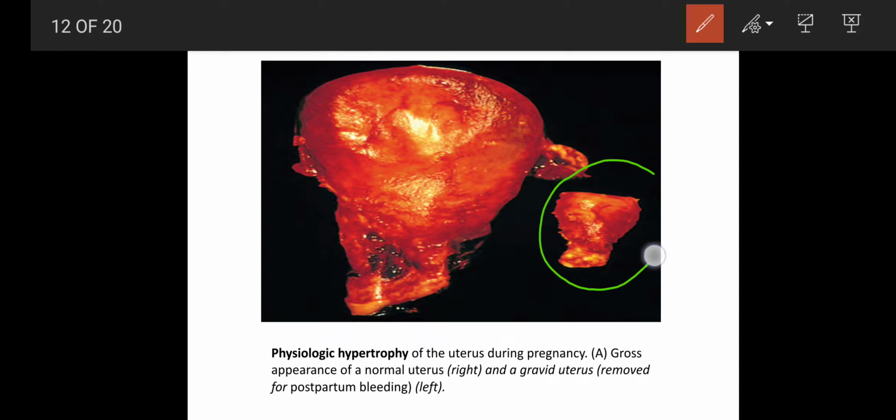On the right hand side that I am marking, this is a normal uterus, and on the left hand side this is a gravid uterus, or when the lady is pregnant. If you see over here how physiologically hypertrophy has occurred. This occurs in normal pregnancy. In all pregnancies there will be hypertrophy of the uterus. So this is a basic example of physiological hypertrophy.